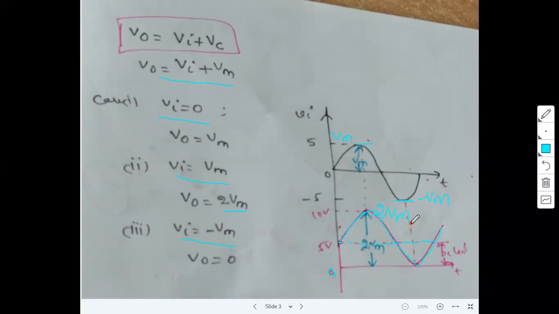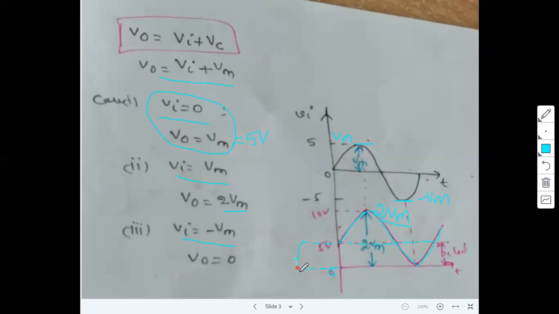A positive clamper is also called an electronic circuit which shifts the positive peak of the input signal to 2 Vm, or otherwise the negative peak of the input signal to 0 volts. In other words, how much DC voltage does a positive clamper insert? How to calculate how much DC is inserted here? Using the first case, when Vi is equal to 0, what is V naught here? V naught is equal to Vm, that is equal to 5 volts. Okay, 5 volts is positive.